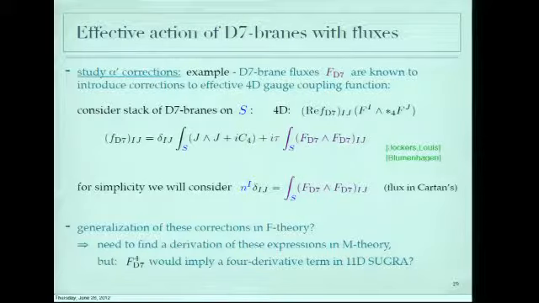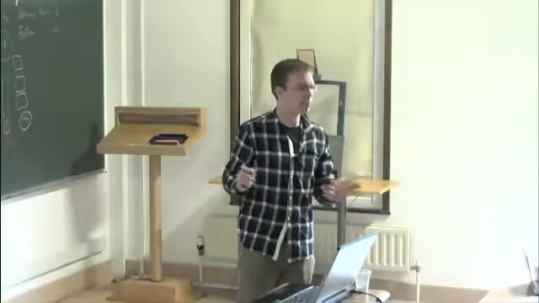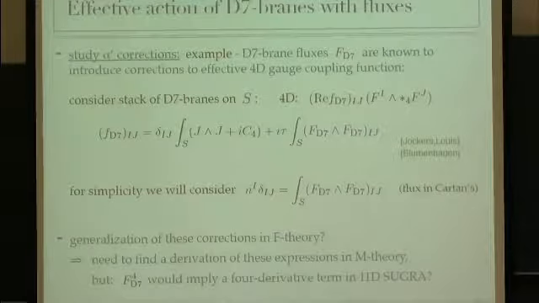Let me switch gears and go to another aspect of the effective action. Namely, I want to study the gauge coupling function of 7 branes, and now want to ask, can I compute alpha prime effects using M-theory?